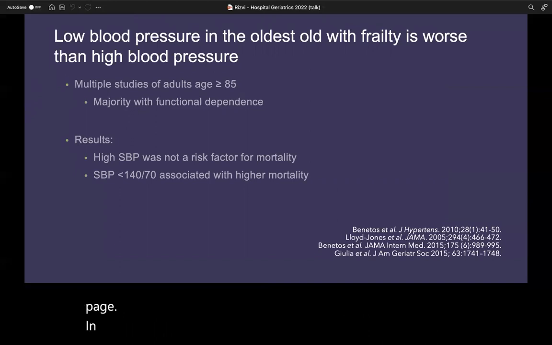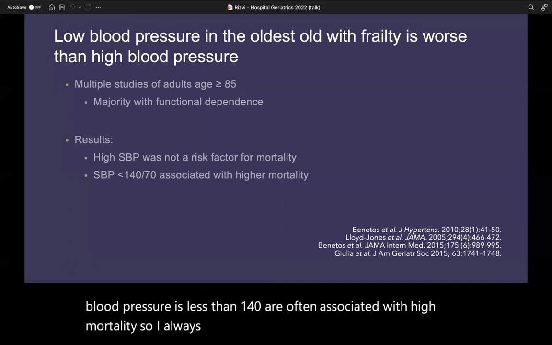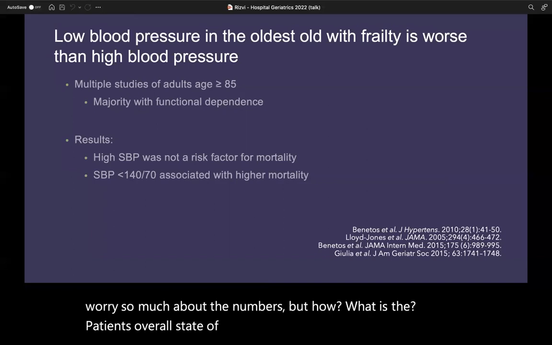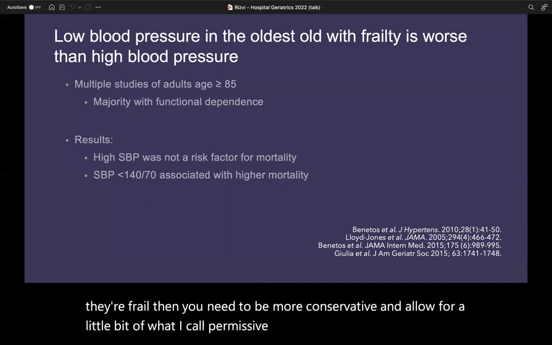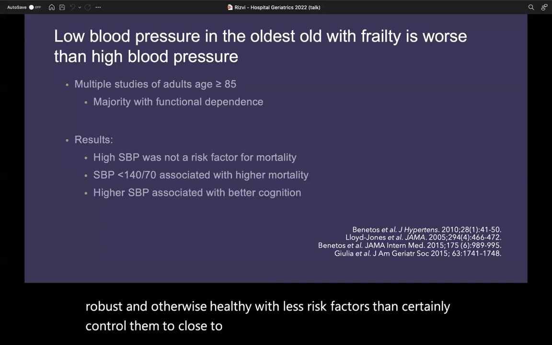In the oldest old, greater than 80 years of age, targeting systolic blood pressures less than 140 is often associated with higher mortality. So I always tell patients and their family members to not worry so much about the numbers, but what is the patient's overall state of health? Are they robust or are they frail? If they're frail, then you need to be more conservative and allow for a little bit of what I call permissive hypertension. But if they are robust and otherwise healthy with fewer risk factors, then certainly control them to close to 140 millimeters of mercury.